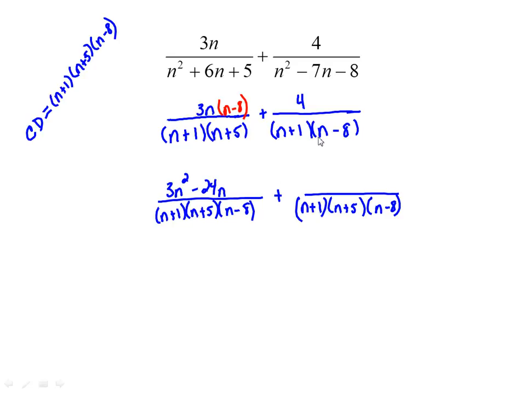What's different from this denominator to this denominator? n plus 5. So we're going to have to multiply that top times that n plus 5. So if we distribute, we're going to get 4n plus 20. Now that we have a common denominator, we can make one fraction.